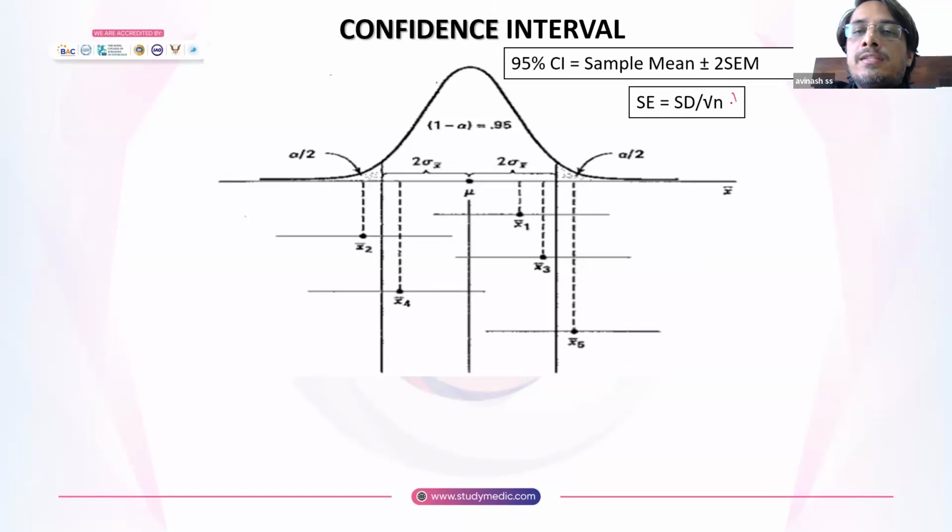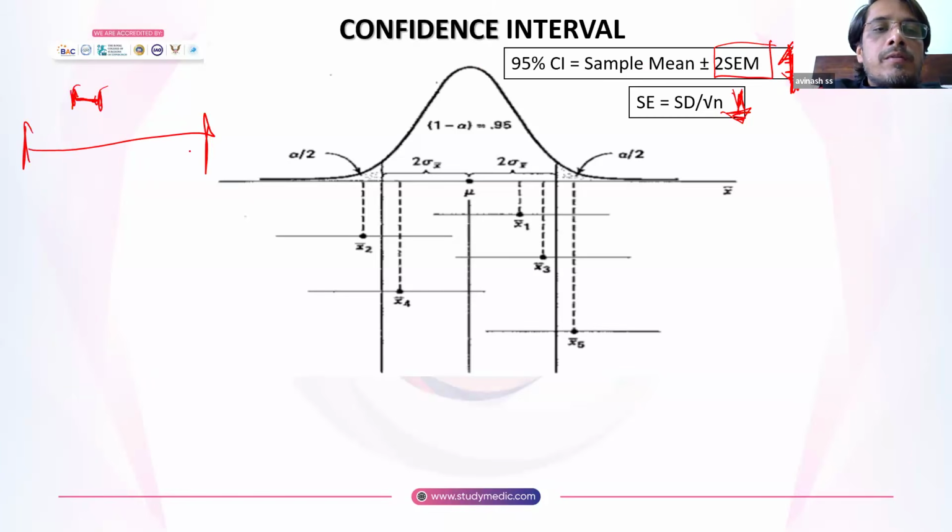Suppose we take a smaller sample size. What will happen to the confidence interval? If you take a smaller sample size, you can see it is the denominator, so the value of the denominator will be less. And what will happen to the width of the confidence interval? If you take a smaller sample size, the standard error of mean will be high and the width of the confidence interval will be broader. The interval estimate will be broader.